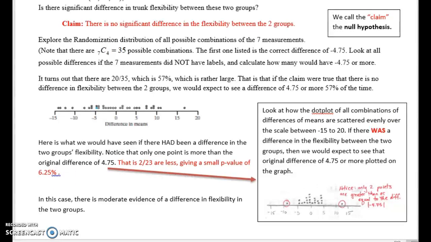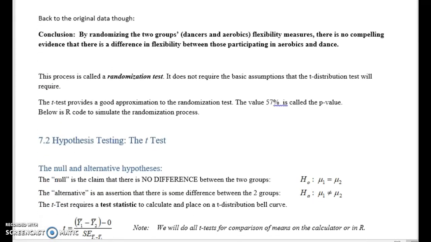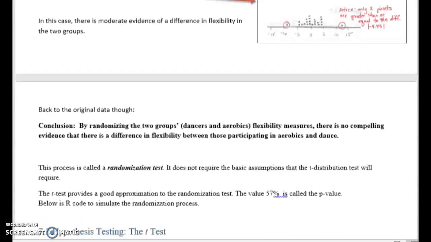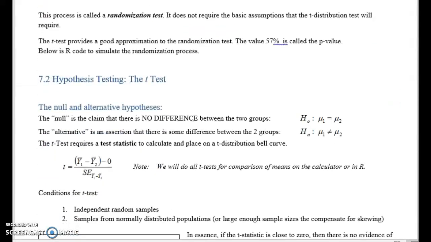So I hope that helps you to understand the randomization distribution. So in conclusion, by randomizing the two groups, dancers and aerobics, flexibility measures, there is no compelling evidence that there's a difference in flexibility between those participating in aerobics and dance. So we're looking for compelling evidence when the number that you get that are of your original difference or larger is a very small proportion, I should say, out of the total sample. That is a randomization test.